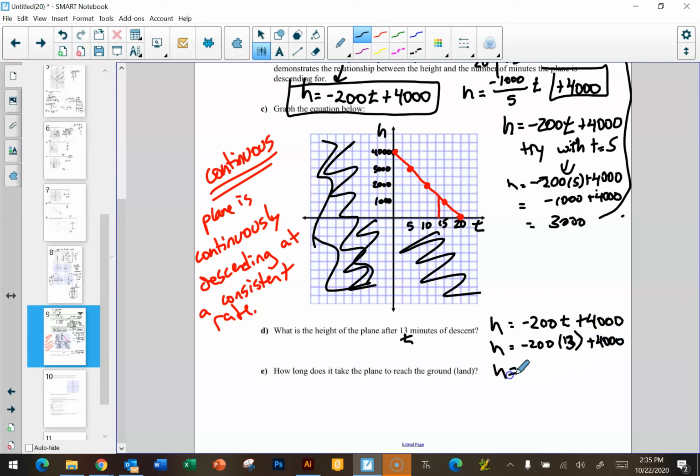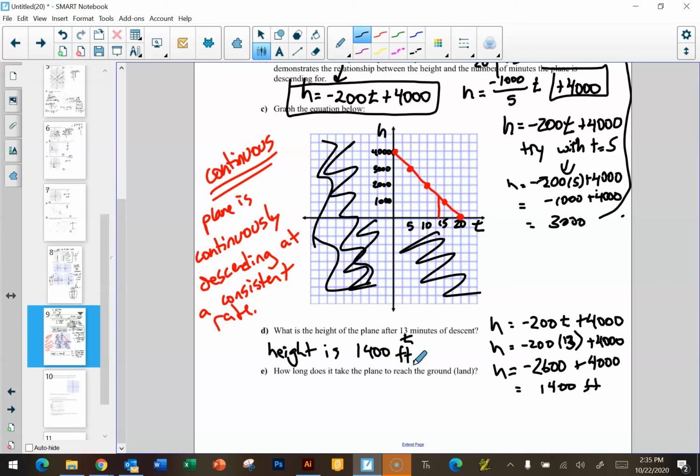Height is going to be equal to, what's 13 minutes times a negative 200? That's going to be negative 2,600 feet. And then plus the 4,000, which is going to leave us with a positive 1,400 feet. What is the height? Is 1,400 feet. Don't forget your units. Tired of taking marks off for units.